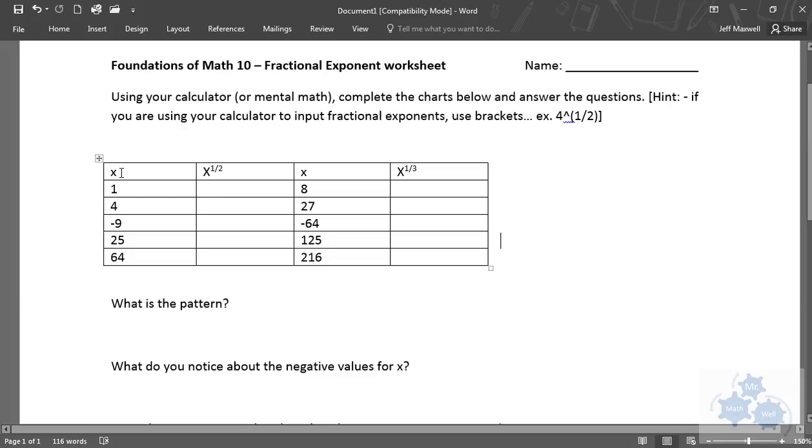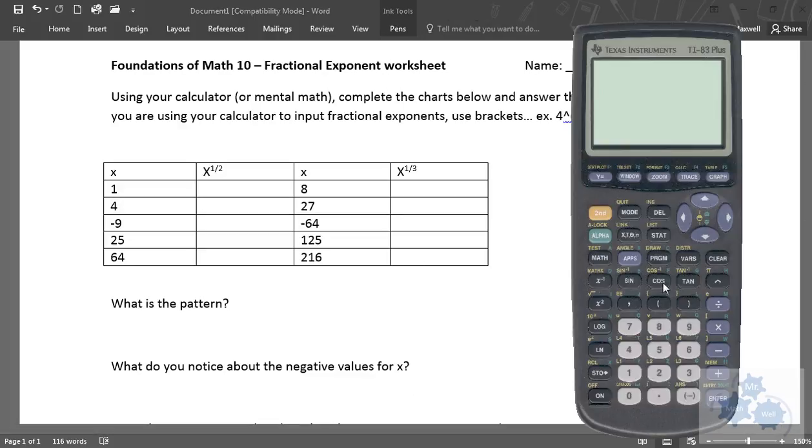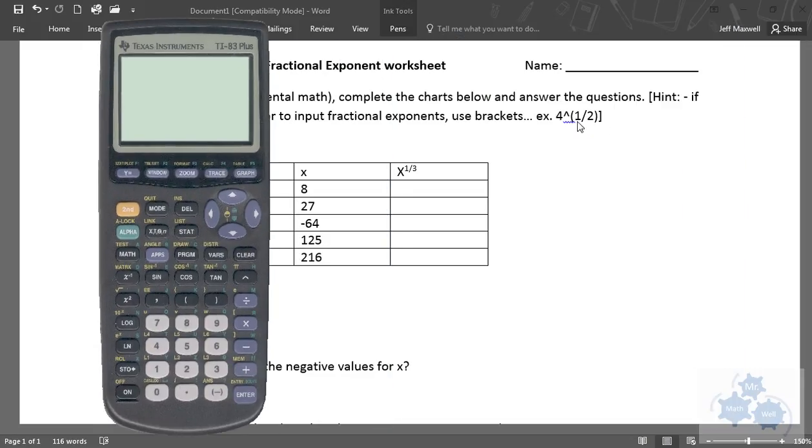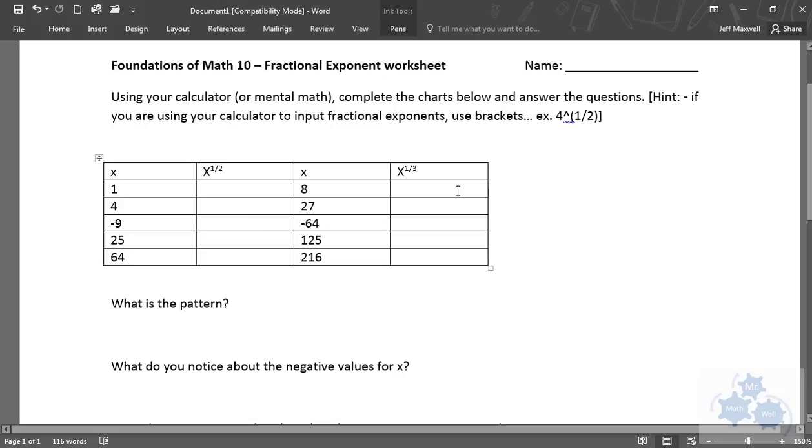First of all, this is the chart, the header, right? This is x. These values under here are values for x. What we're going to do to all of these values is take the value to the power, that's an exponent, of 1/2. And the other thing that I would suggest, if you're using your calculator for this, please make sure that you use brackets around the exponents. All right, so for this middle section right here, you're going to do 4 to the power of, and on my calculator here, this is the button for to the power of, and then you're going to want to use your brackets to put in your exponents.